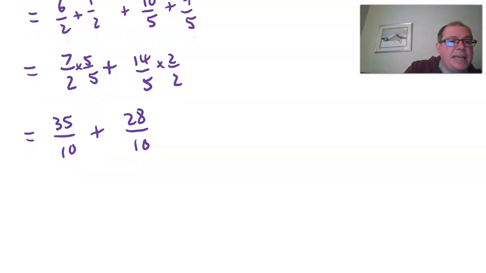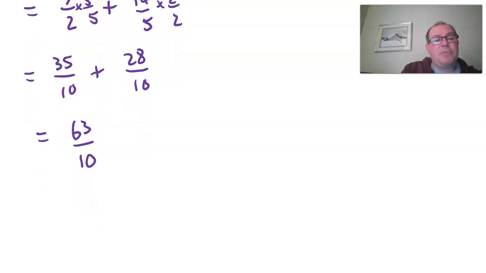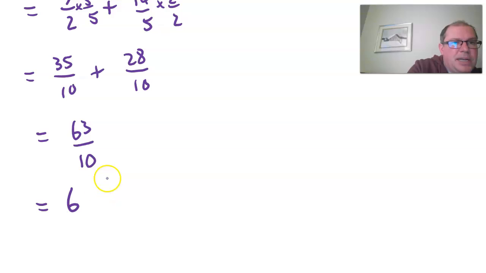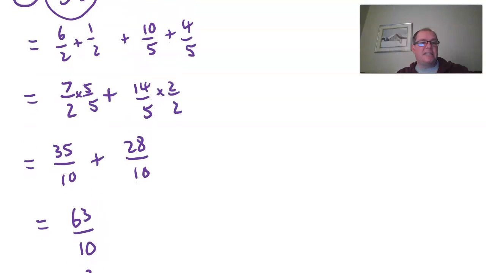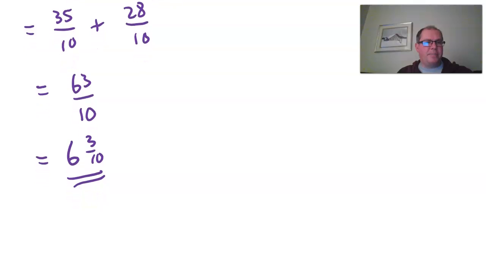35 add 28 is 63. So I'm left with 63 over 10. But I'm not finished because it's an improper fraction. So let's finish it as a mixed number. 10 goes into 63 6 times, leaving me with 3/10, remainder 3, which is divided by tenths, which is the same answer as I got before. So you can choose which method you prefer there.